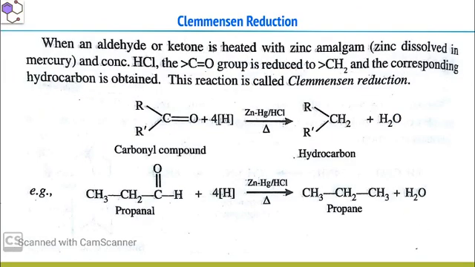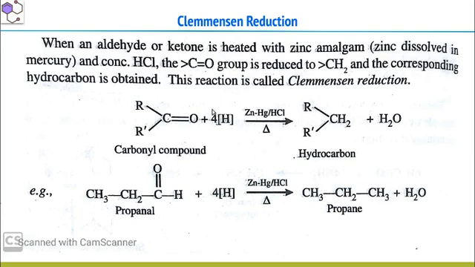Now let us see what is Clemmensen reduction. When an aldehyde or ketone is heated with zinc amalgam, which means zinc dissolved in mercury, here the zinc metal is activated by the presence of mercury, and concentrated HCl. The reagents are zinc amalgam and concentrated HCl. The carbonyl functional group, C=O, is reduced to a CH2 methylene group, and the corresponding hydrocarbon is obtained. This reaction is Clemmensen reduction.